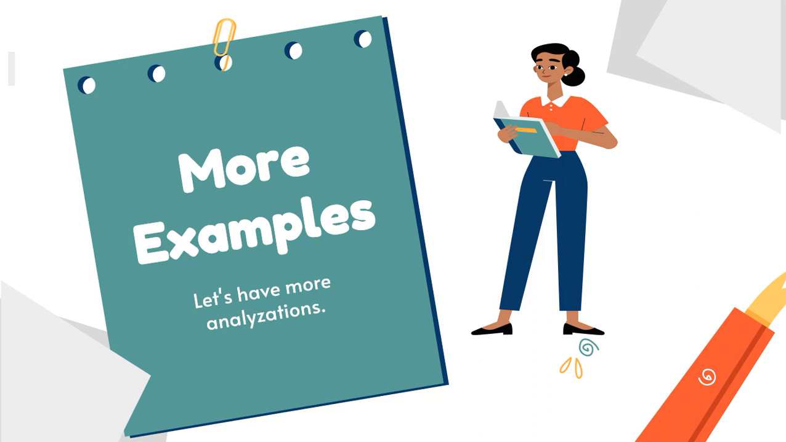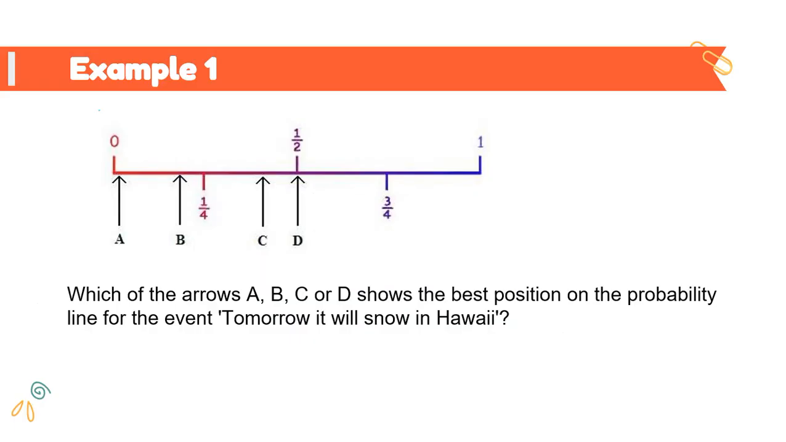So, let's have more examples. Let's have more analyzation. So, example number 1. Ang ginawa lang po dito, given po yung probability line, nilagyan lang po natin ng arrows and then A, B, C or di ba siya magfo-fall. Okay? So, which of the arrows A, B, C, D shows the best position on the probability line for the event? Tomorrow, it will snow in Hawaii. Sige, saan po kaya magfo-fall? A, B, C, or D?